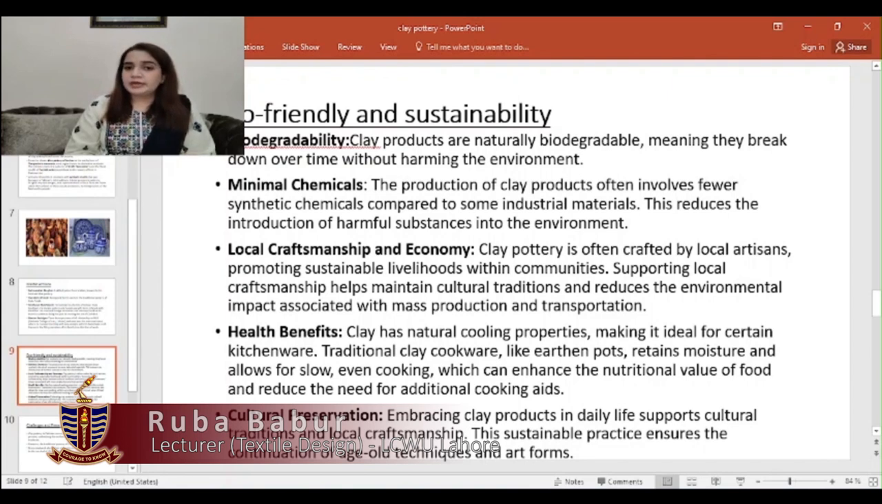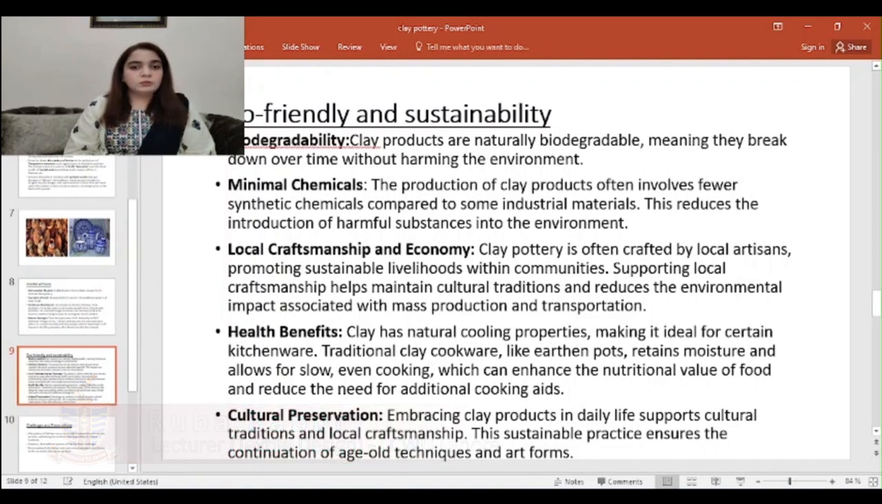Local craftsmanship and economy. Clay pottery is often crafted by local artisans, promoting sustainable livelihoods within communities. Supporting local craftsmanship helps maintain cultural traditions and reduces the environmental impact associated with mass production and transportation.